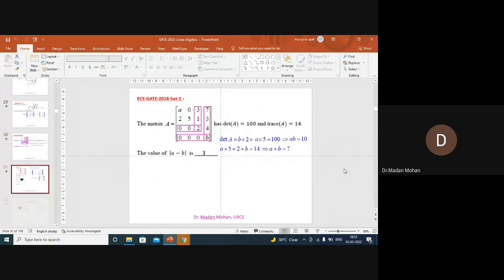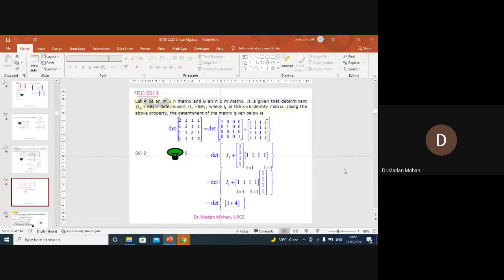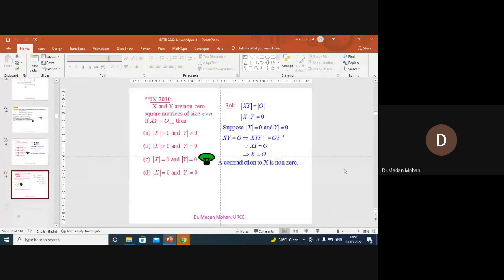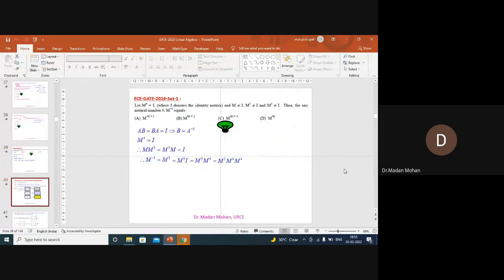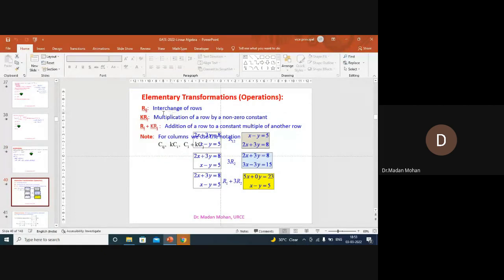Later I explained the top-down method of finding the inverse of a matrix using elementary transformations. Elementary transformation: interchange of rows, Rij; multiplication of a row by a non-zero constant, K Ri; addition of a constant multiple of another row to a row, Ri plus K Rj. Similarly for column operations. Of course, we use all these operations to find the rank of a matrix. Rank won't be affected when you use these operations.